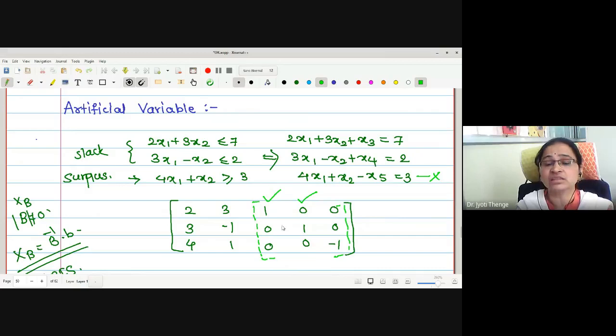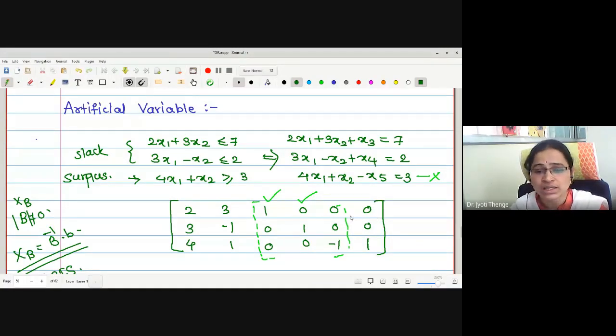To complete the third column of the identity matrix, we are going to introduce a new variable, a new column, which should be 0, 0, 1. But if I want this last column, what will the corresponding variable be? The first column corresponds to x1, this is x2, this is x3, x4, x5 and x6, correct? Therefore, we need one more variable called x6.